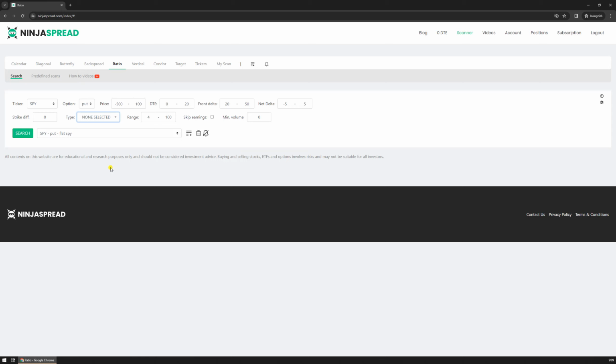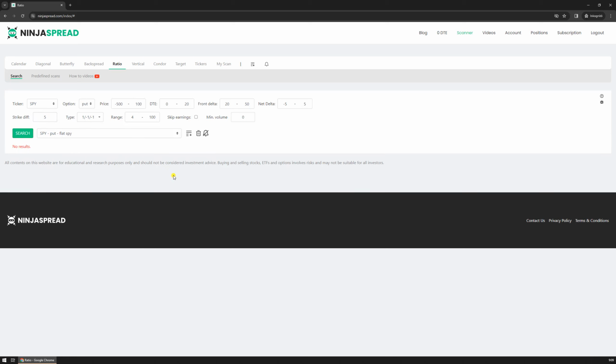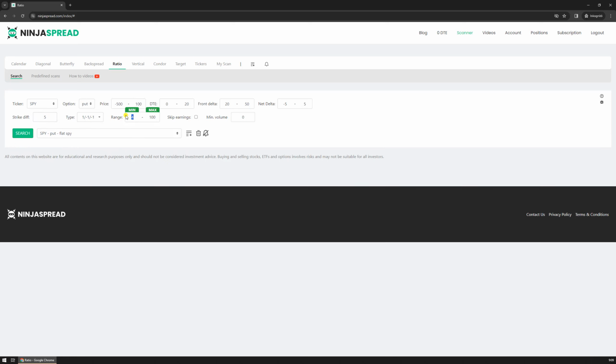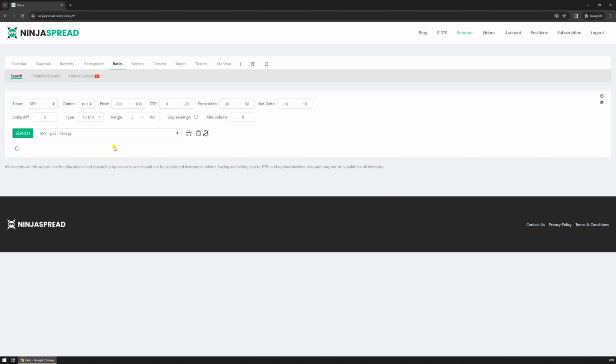So let's scan for another type of ratio spread, which is not a typical ratio. Let's say we are looking to scan for these types of versions with 5 different strike differences. And there is no result, probably because of the range or the too restrictive delta. Let's go back to 10 plus 10.